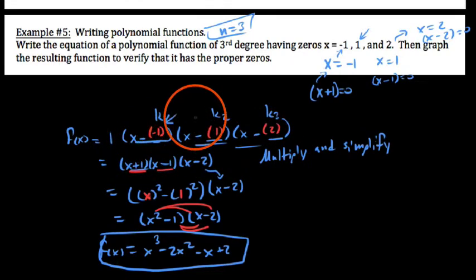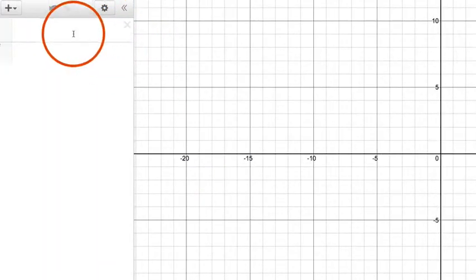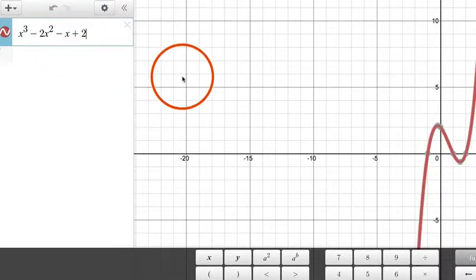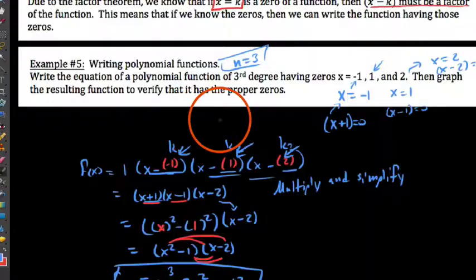And it should have these red values here, 1, -1, and 2 as zeros. And so we're going to go check this out here. So we say x cubed, let me get this out of here. We have x cubed minus 2x squared plus x minus 2. No, minus x plus 2 maybe. I have to go back and check here. We have minus x plus 2, indeed.